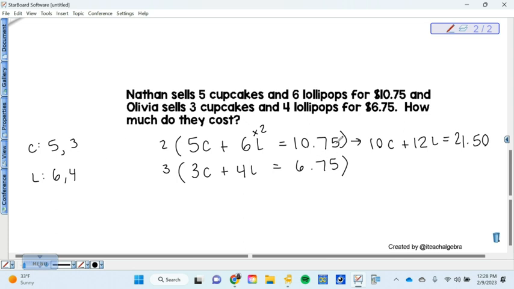What's 3 times 3C? You'll see. 3 times 3C is 9C. 3 times 4L is 12L. 3 times 675 is 2025.